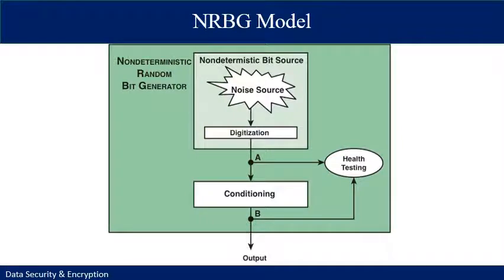This figure provides a general model for a non-deterministic random bit generator. A hardware noise source produces a true random output.